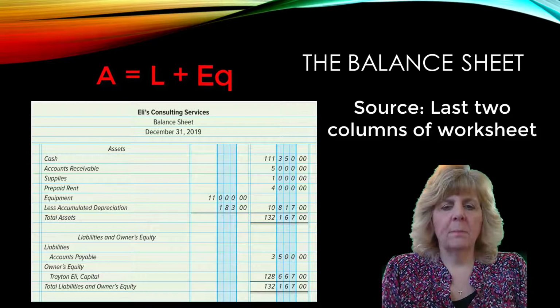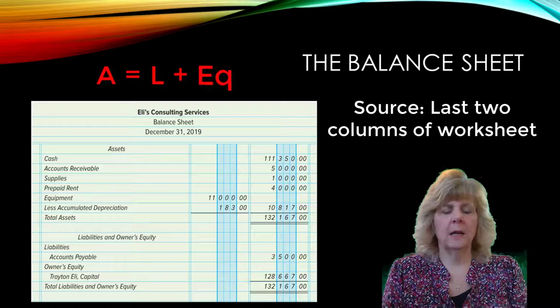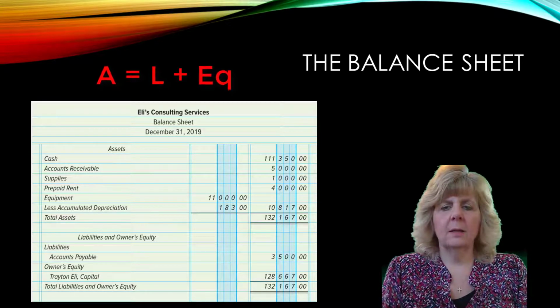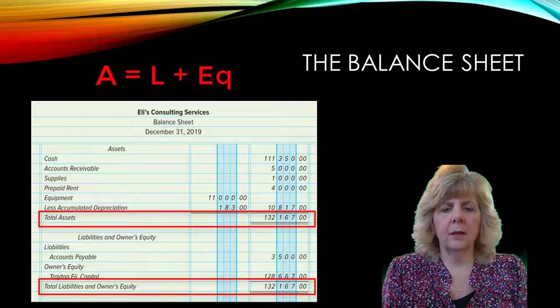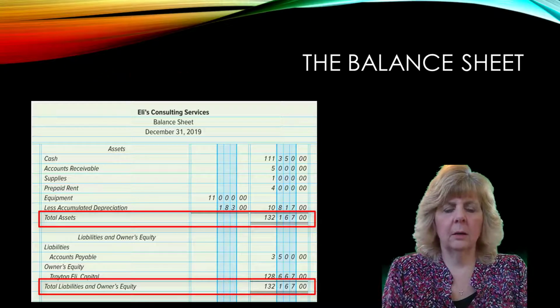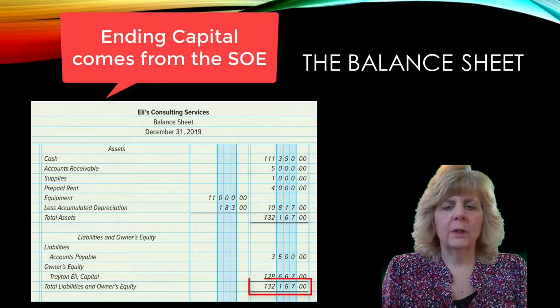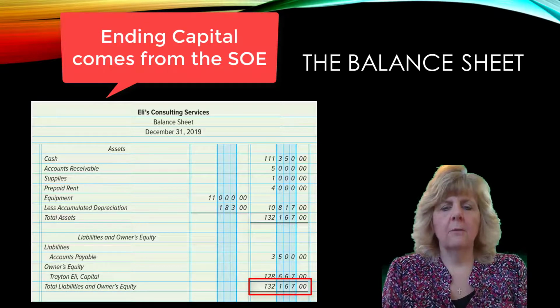Each line from the balance sheet column is carried over into the financial statement. Notice that, as always, on the balance sheet, the total of the assets must equal the totals of the liabilities and equity. Also notice that Eli's capital account was carried over from the statement of owner's equity, not from the worksheet.